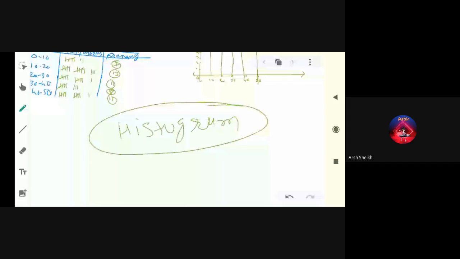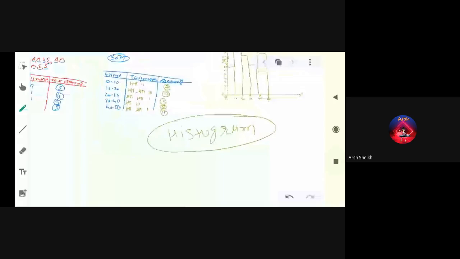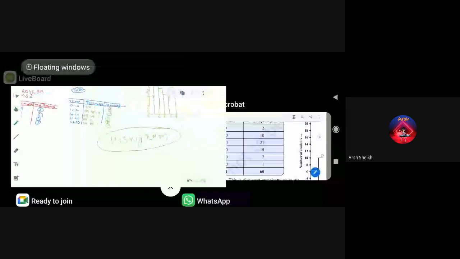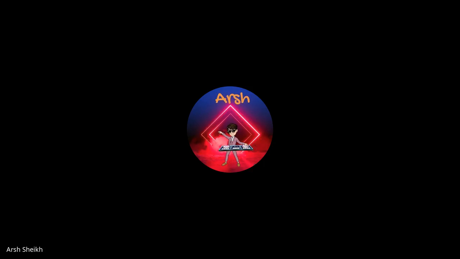Histogram is one type of representation of data. It is different from a bar graph, because in a bar graph, all the bars are separated. But here, all the bars are connected. All the bars are joined. Do you get it? Now see in the textbook so you can clearly understand. Are the bars separated? Can you observe it?